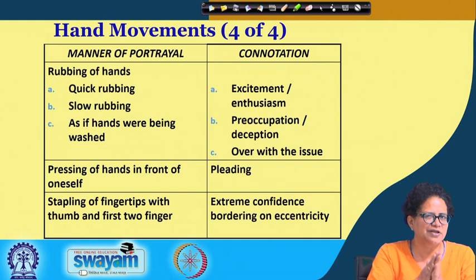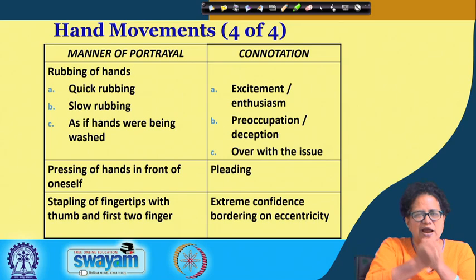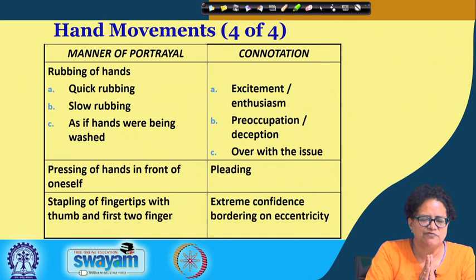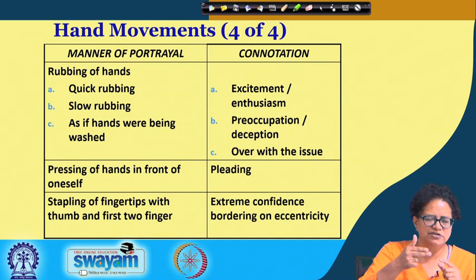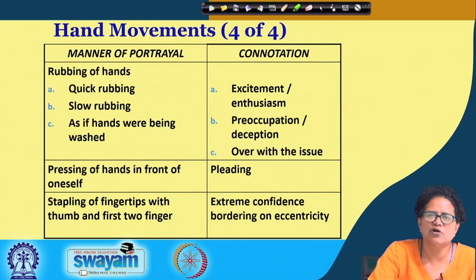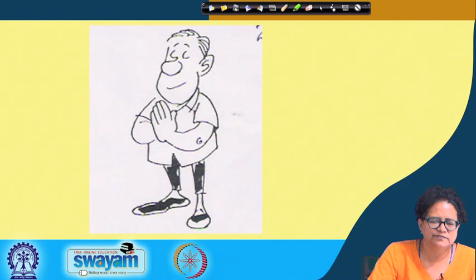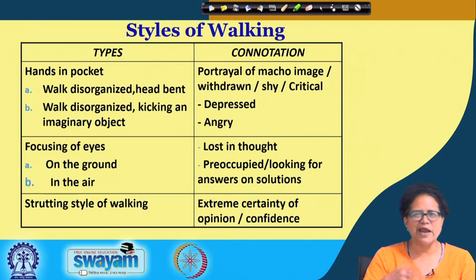And this kind of movement, as if you are washing your hands, means you are over with the issue. Khalas, done, I am through. Pressing of the hands in front of oneself is pleading, apart from namaste. And stapling of fingertips with thumb and first two fingers is showing extreme confidence, almost bordering on eccentricity or madness. These are some of these pictures: hands rubbing, pleading, thinking.